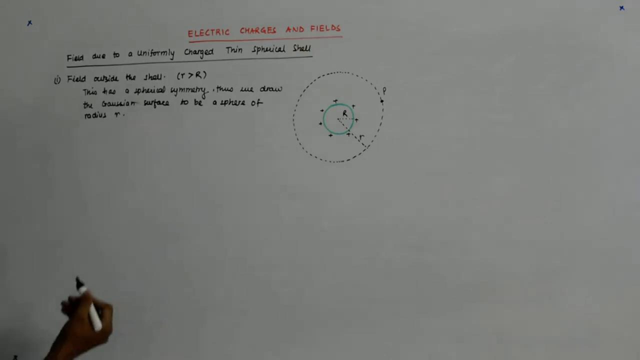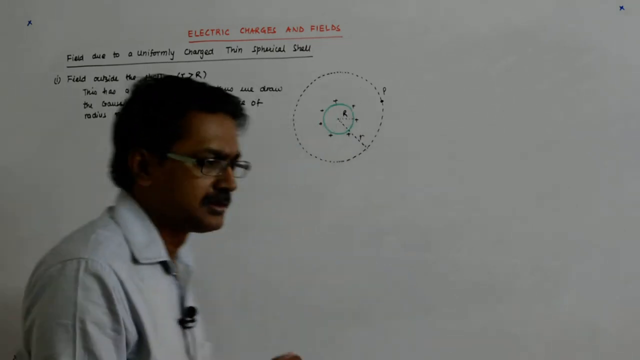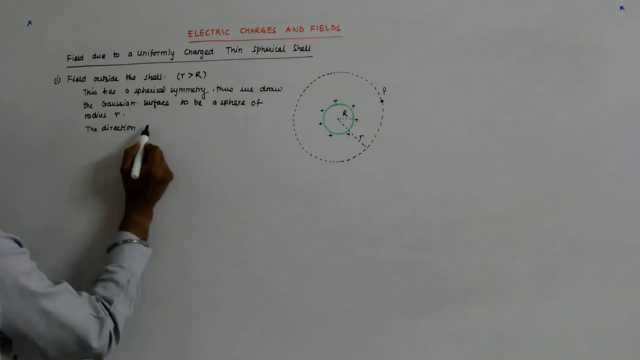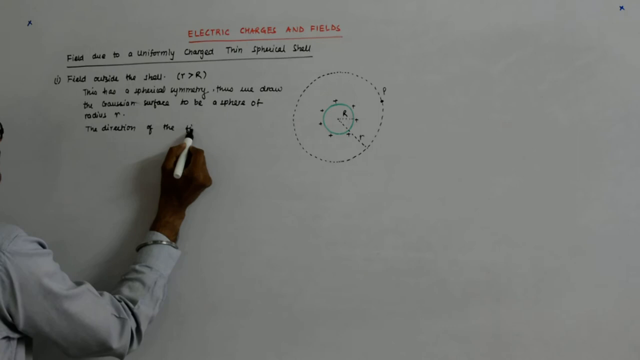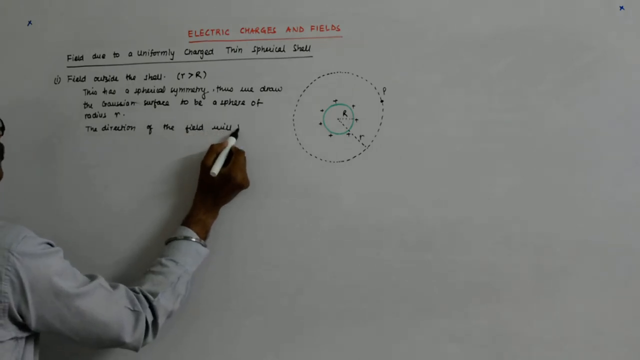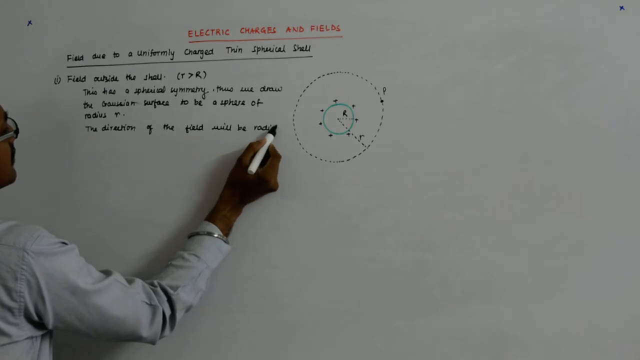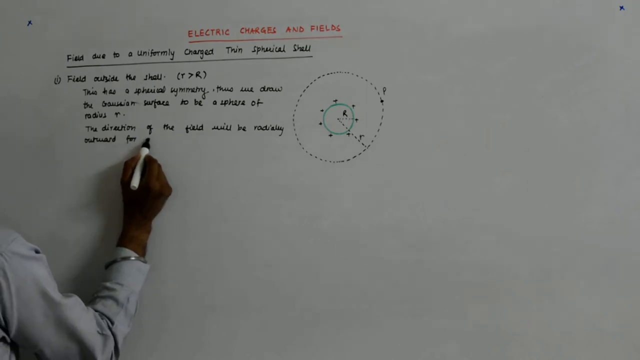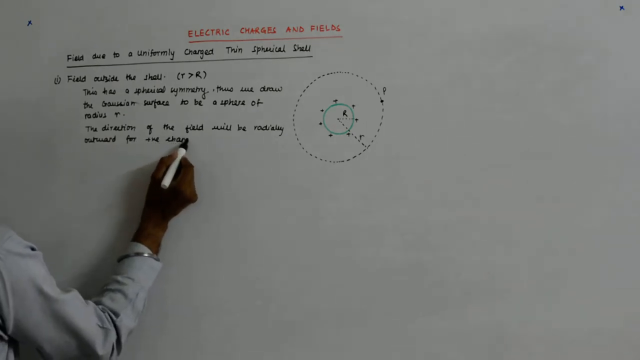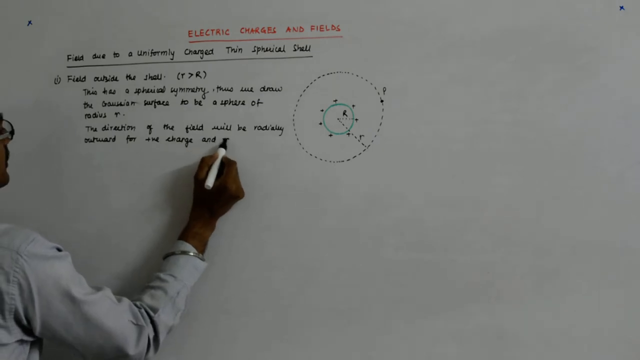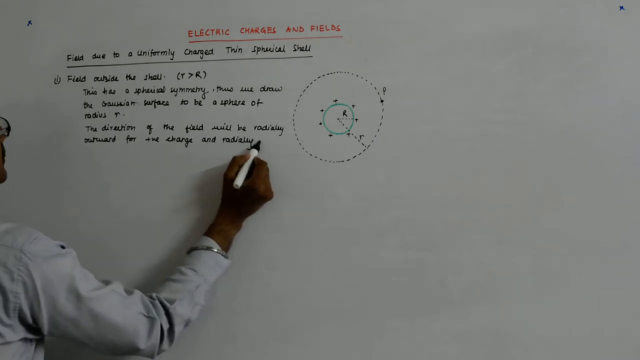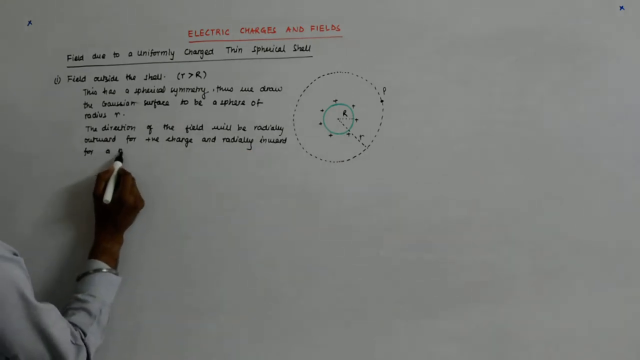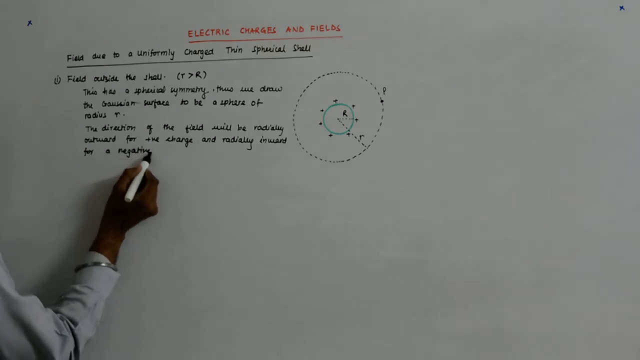Now, what do you think will be the direction of the field? The direction of the field will be radially outward for a positive charge and radially inward for a negative charge.